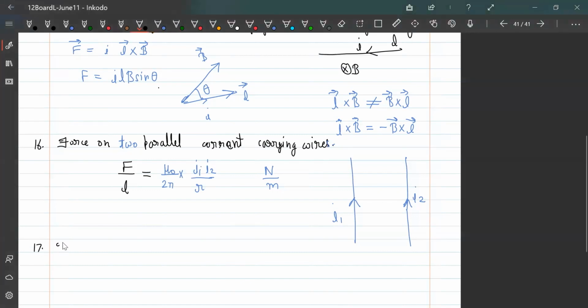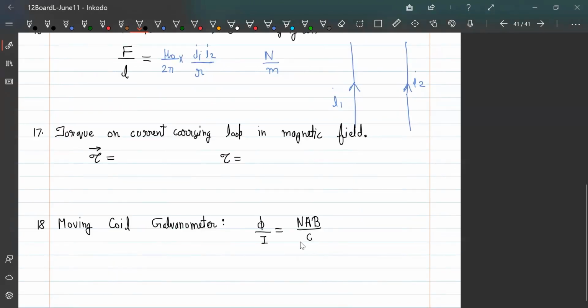Okay, next question is torque on current carrying loop. Torque on current carrying loop in magnetic field. You could tell me the answer. Formula in the vector form, then in the scalar form. Anyone can tell me the formula? Torque on a current carrying loop in magnetic field.